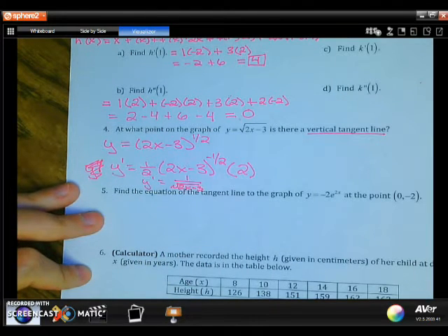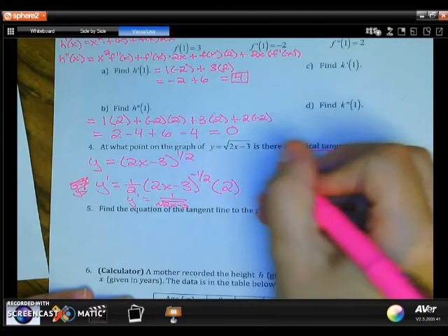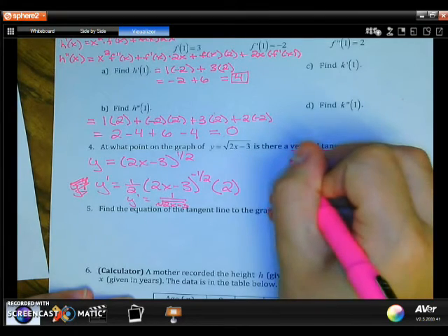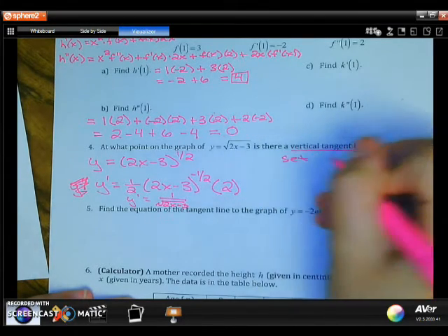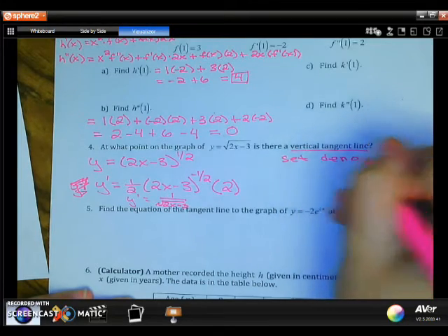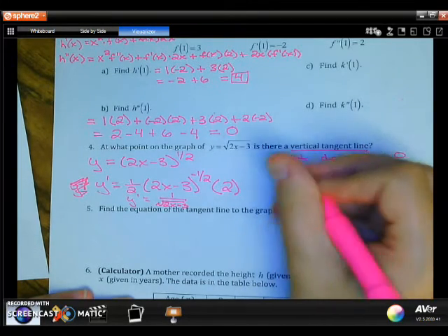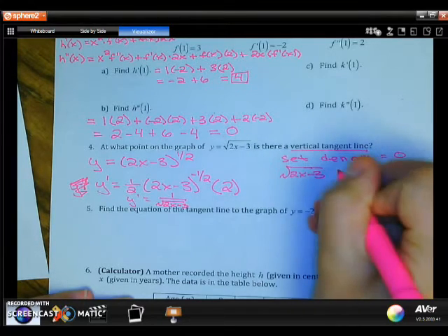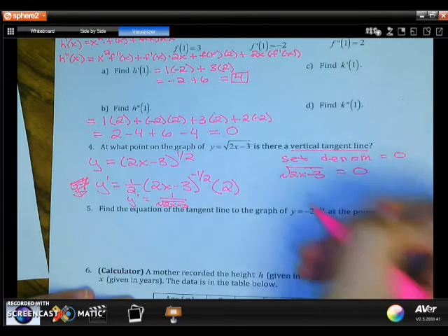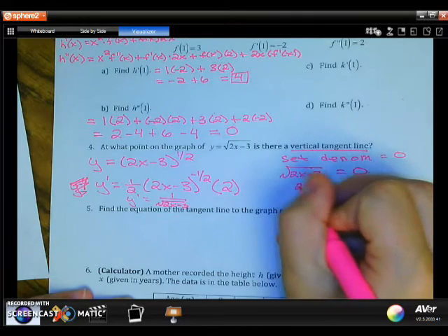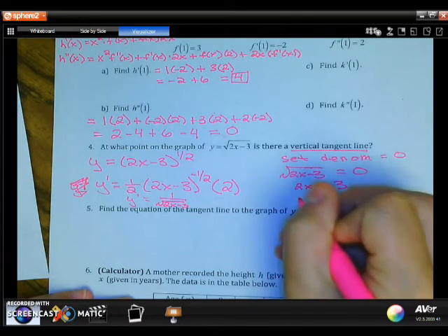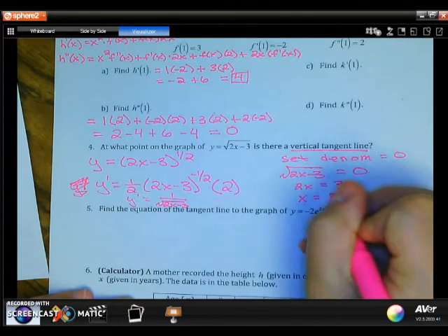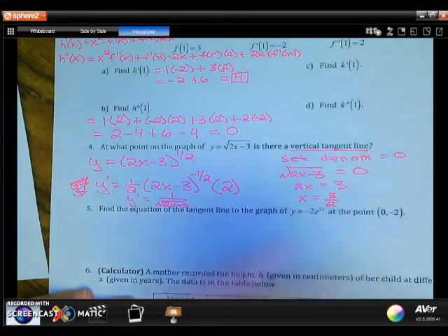Okay, and so we are going to set that. So for the vertical tangent line, you should be thinking: set the denominator equal to 0. So this, okay, we're going to set that equal to 0. Square both sides, and then subtract 3. So you get this, and then I got x is going to be 3 over 2.